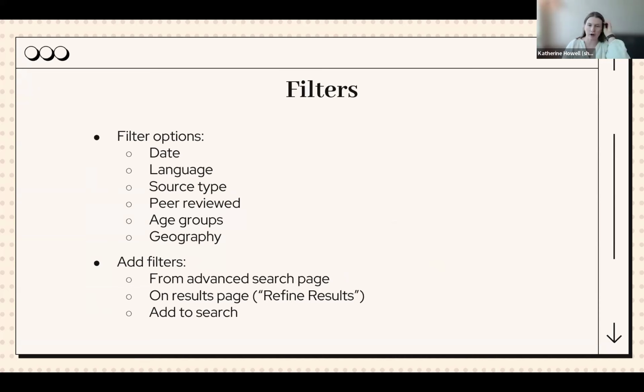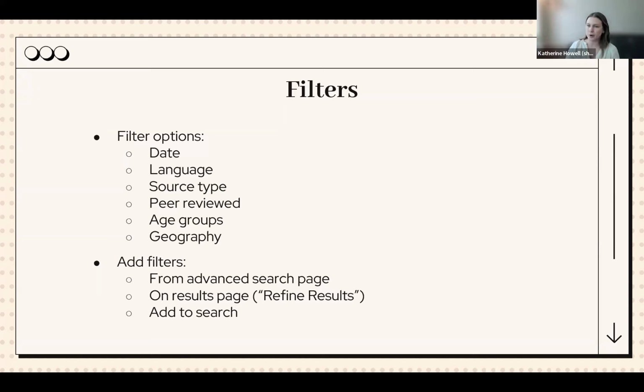The next thing I'll talk about are filters. Many of you all are probably familiar with these. CINAHL does have some more advanced ones or some more refined ones. So some of the options that you'll see are date, language, source type. So that's, is it an article? Is it a conference paper, etc.? There's kind of a binary checkbox for peer reviewed and also for full text. Those are filters that are available.